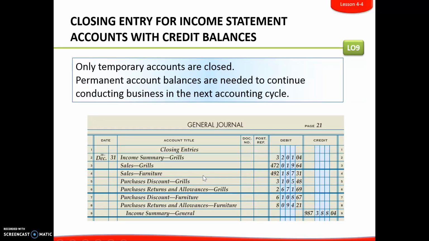Cost accounts we normally classify as purchases. So the contra ones would be like when we return grills or furniture, or we have returns and allowances based on those. So all of these have normal credit balances, and in order to close them, we have to debit them. So we debit, and then the total again goes to that new account we just talked about, that income summary general.